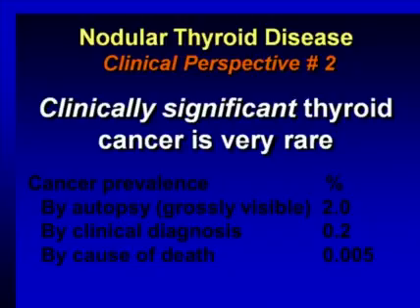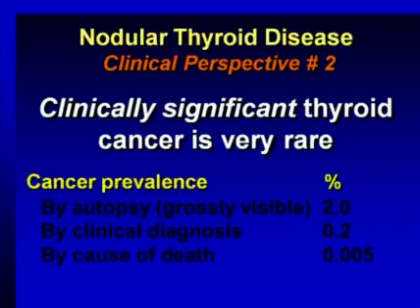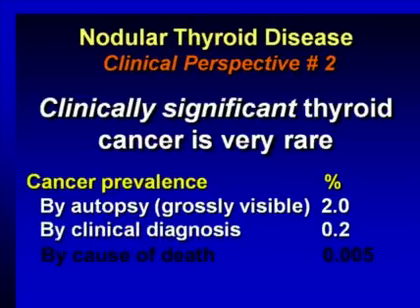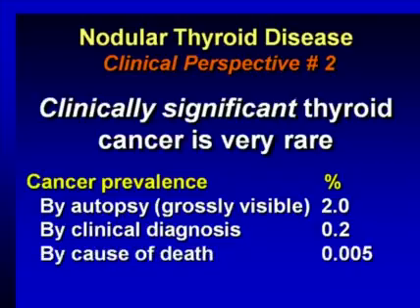At the same time, clinically significant thyroid cancer is very rare. This is found at autopsy in 2% of the population, but it's only diagnosed clinically in 0.2% or 2 out of 1,000 individuals, and is the cause of death in only 0.005% or 5 out of 100,000. So just as there are very many benign nodules for the few malignant ones, there are many malignant nodules for the few clinically significant malignant ones.